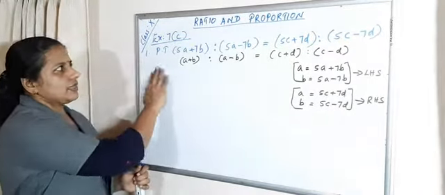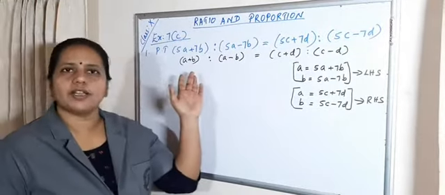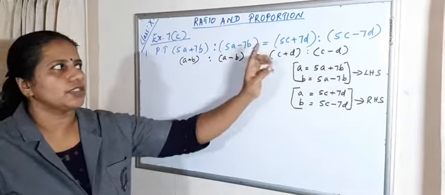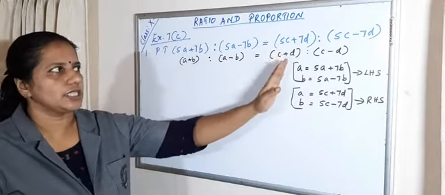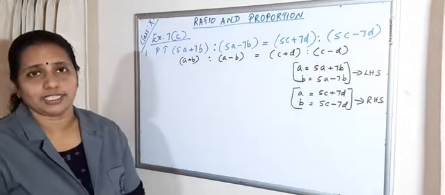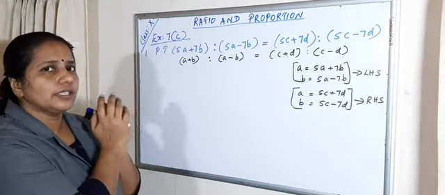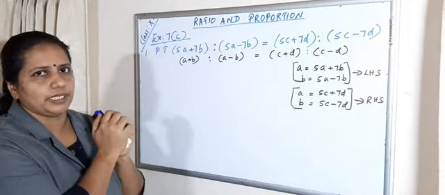Next, exercise 7C, first question. Prove that (5A + 7B) is to (5A - 7B) equal to (5C + 7D) is to (5C - 7D). First, you look at the question carefully. You can find a property.